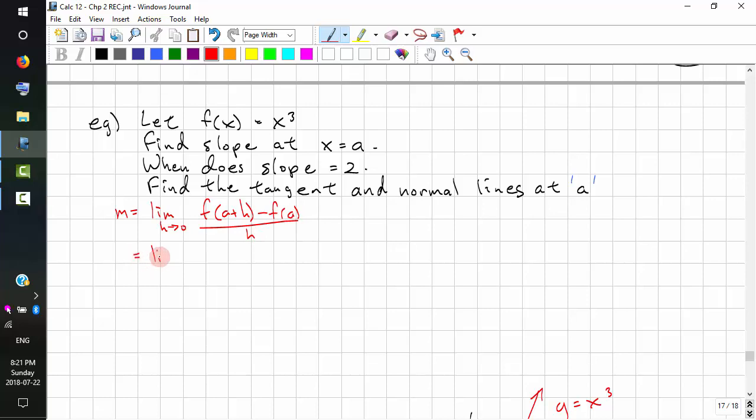Substitute: limit h goes to 0, a plus h cubed minus a cubed over h. Now this is not a cubed plus h cubed. This is a binomial expansion. It has way more terms than that.